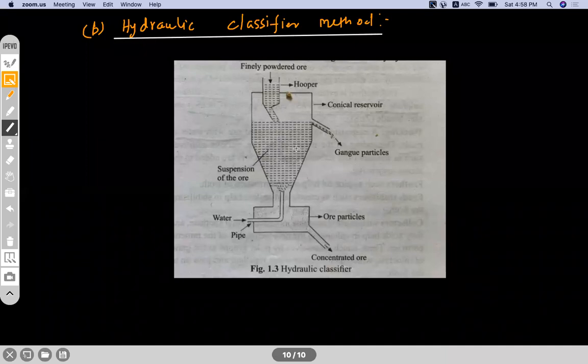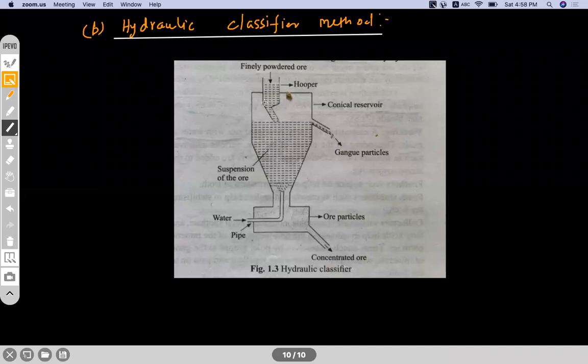The gangue particles, which are what? Lighter, because we have a difference in specific gravity. So they will be on the top mostly. So some part of it will come out from this outlet, which is the gangue particles we have. Okay? Understood this? So this is the conical reservoir fitted with a hopper, right?